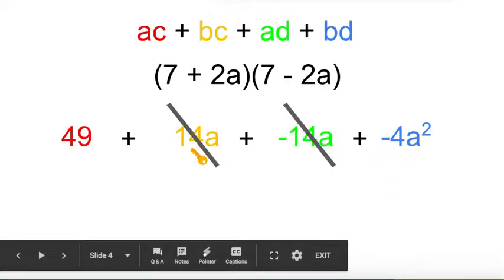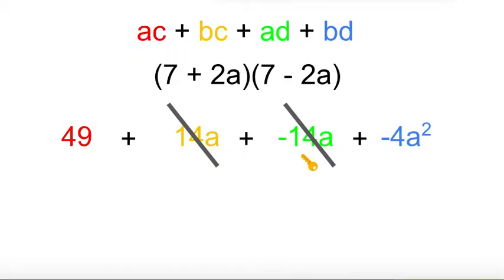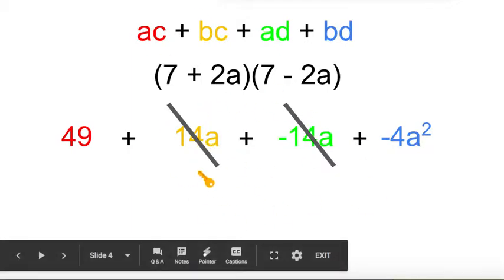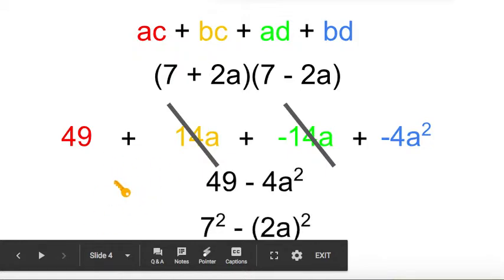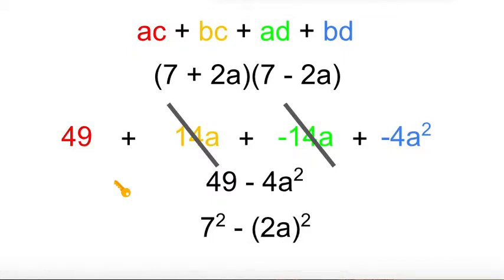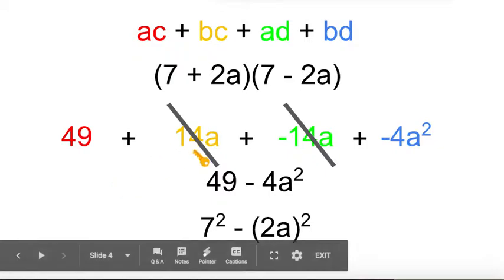Now we can, obviously, 14a minus 14a is 0. So we can just cross these out because they equal 0. And now we are left with 49 minus 4a squared, which is 7 squared minus 2a in parentheses squared. So we have proved that the difference of squares is true, and you can see exactly why.